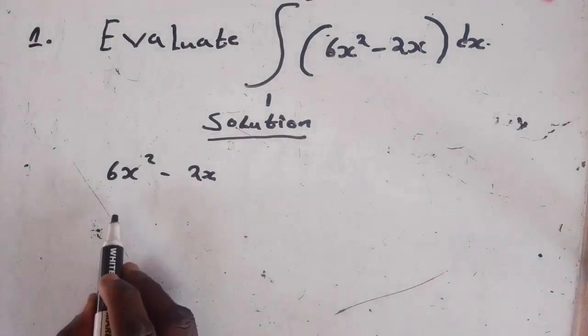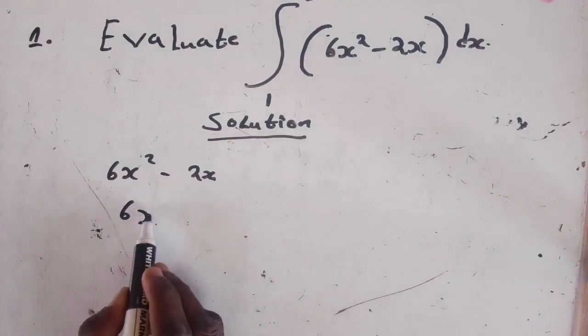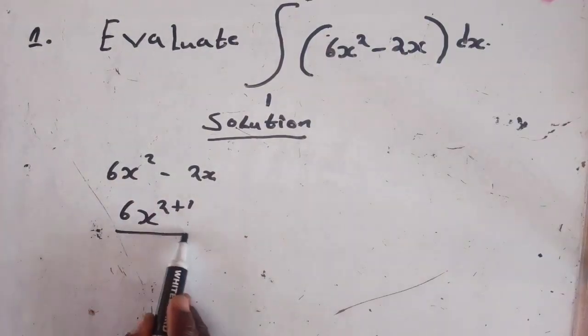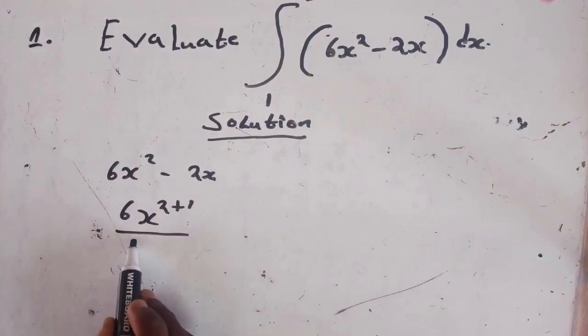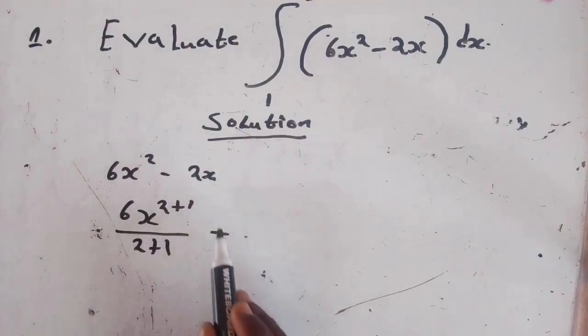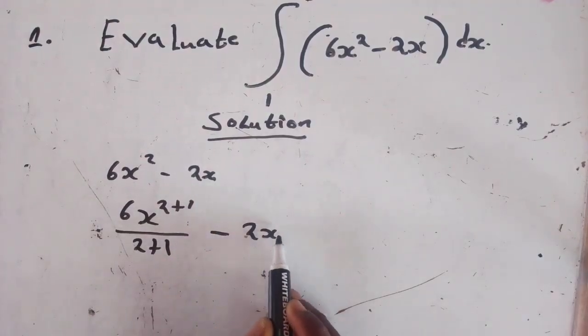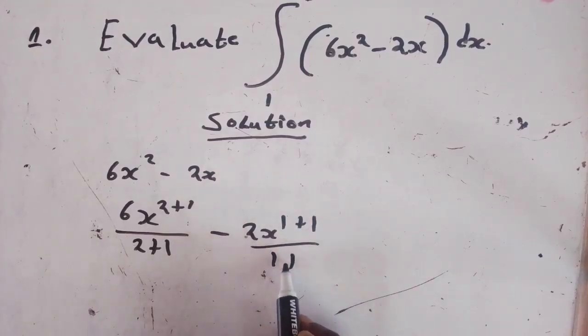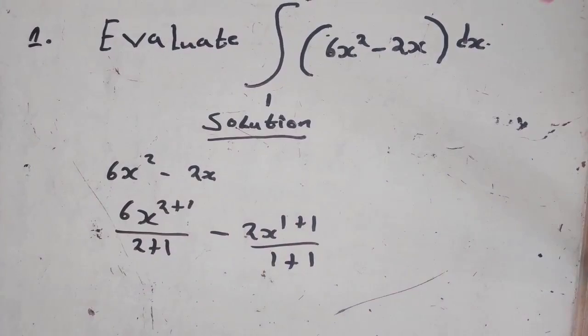So we're going to have 6x to the power 2 plus 1, we add the 1 again, divided by this power plus 1 which we have added, minus, also here we do the same, 2x, this is x to the power of 1, plus 1, we add the 1, we also divide by 1 plus 1. So this is how we do. We add 1 to the power and divide by the sum of the power and the 1 added.